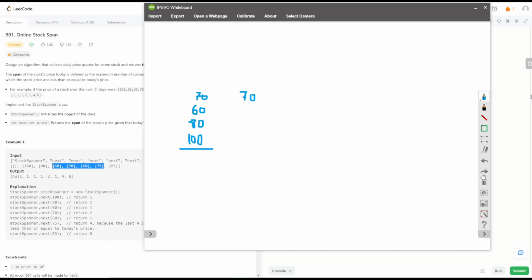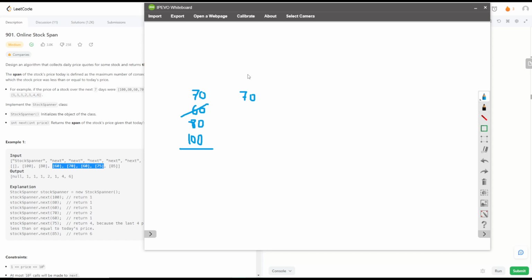Instead of just pushing that element into my stack, it's better to pop the elements on top of the stack until I find the first element in the stack that is greater than the element I'm pushing in. So in this case, 70: 60 is less than that, so I just pop it out. Next element, top of the stack is 80. Do I need to pop it? No, because 80 is greater than 70, so I just push 70 down into it.